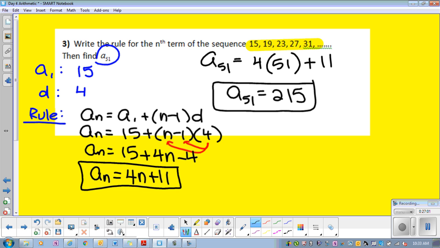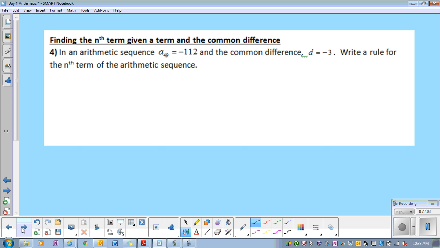Okay, so let's try the next one. Guys, sometimes it's not as straightforward. Sometimes you don't know the first one, a sub 1, and they may give you one that's random from your list. So maybe they'll give you something like: in an arithmetic sequence, a sub 49 equals negative 112, and the common difference d equals negative 3.